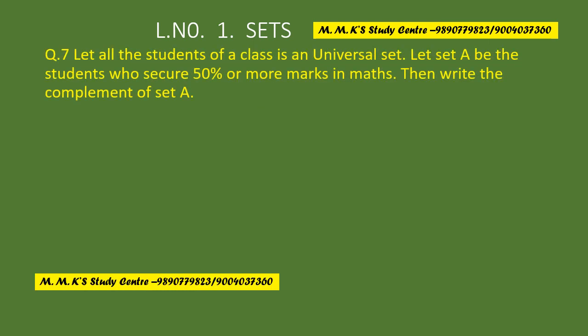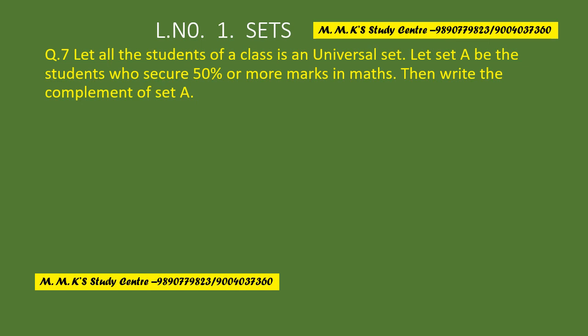Question number 7. Let all the students of a class be the universal set. Any class, it can be standard 8, 9th or any class you can take. Then let set A be the students who secured 50% or more marks in maths. Then write the complement of set A. Children, here complement means we will compare with the universal set. Means we will compare with the class.